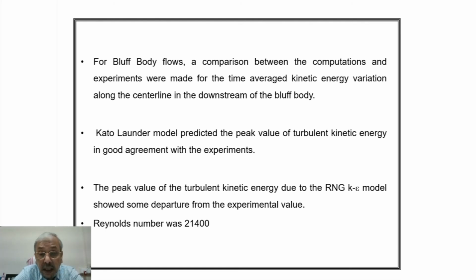The peak value of turbulent kinetic energy due to the RNG k epsilon model showed some departure from experimental values. Although RNG k epsilon is in general a very superior model, in this case its performance with respect to a few parameters was a little inferior to the Cato-Launder model. And the Reynolds number of interest that we used, for the experiments of Lin and Rodi, you can see, was 21,400.